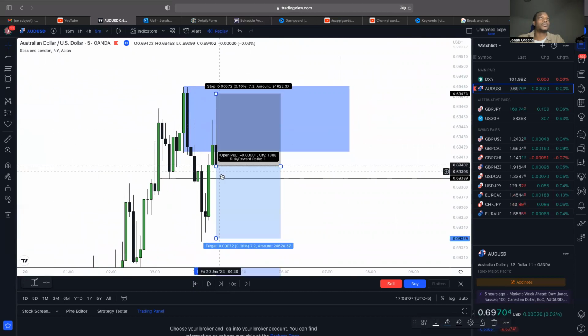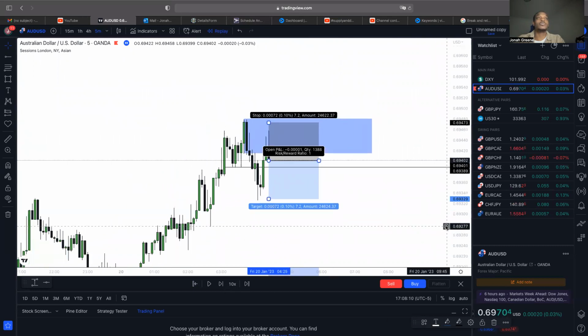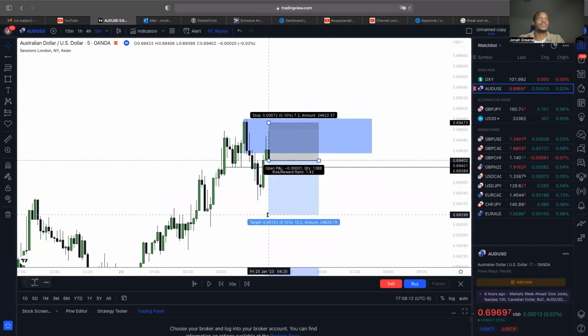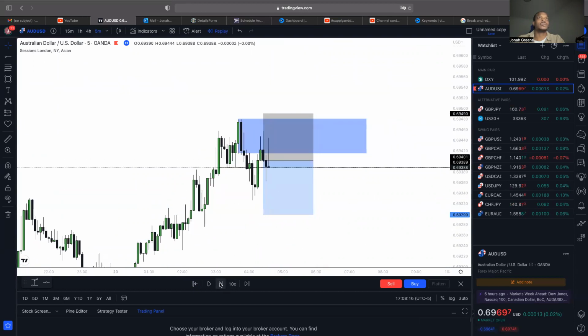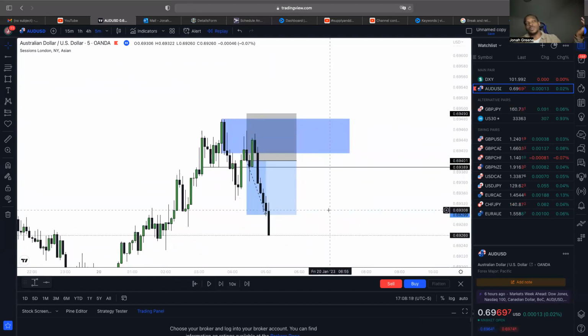You short it, aim for a 1-to-1. Let's see if it happens. Not sure if it happens. I can't remember what happens. All right. That's an 8 pip stop loss. And then your TP hit.